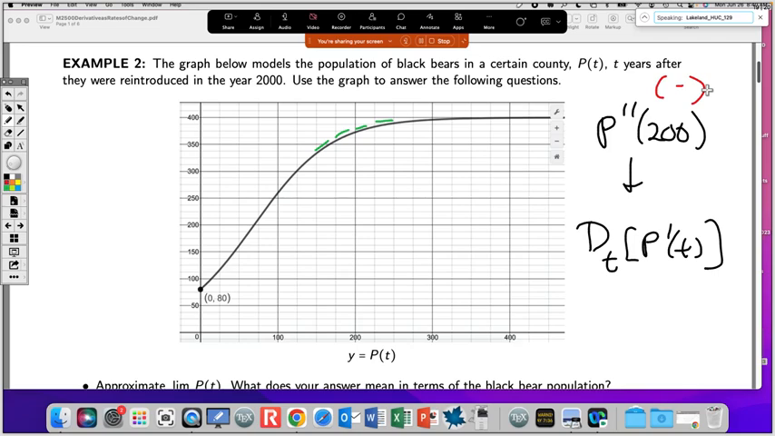Any questions on example 2 there? You see how we're interpreting these rates of change? If a rate of change is positive, it means that quantity is getting bigger. If a rate of change is negative, that means that quantity is getting smaller.